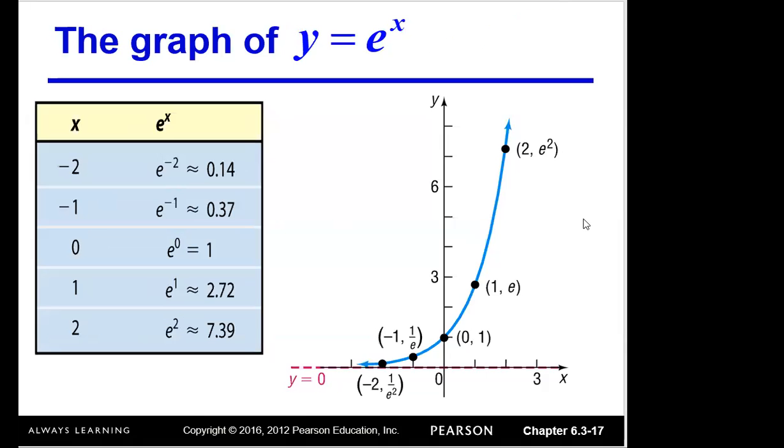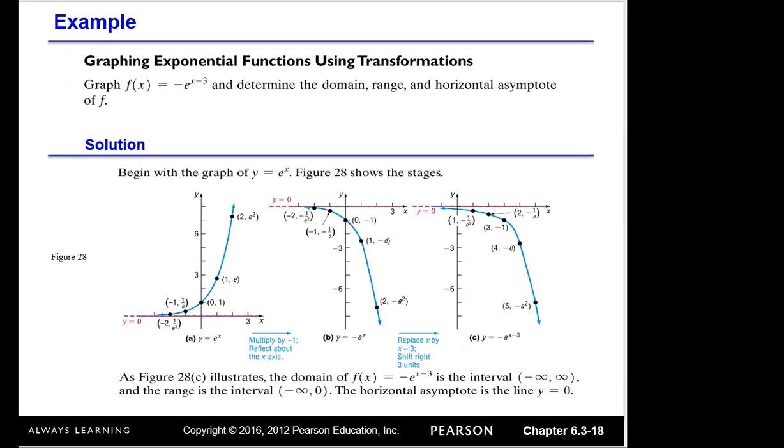But the properties of its graph are the same. It's going to go through (0, 1). This point will be (1, e). This point will be (-1, 1/e), just like any other base a. It's the same concept.